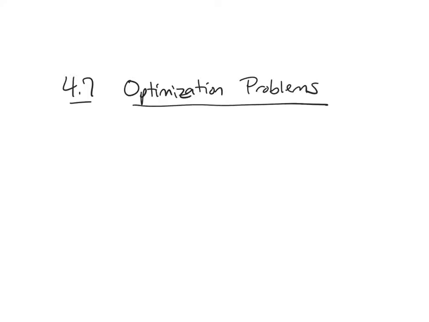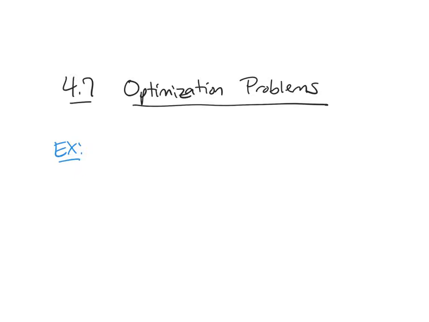So we're going to start section 4.7, which is about optimization problems. So let's look at our first example here.